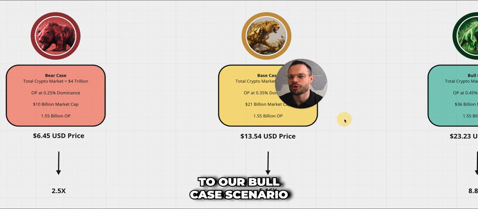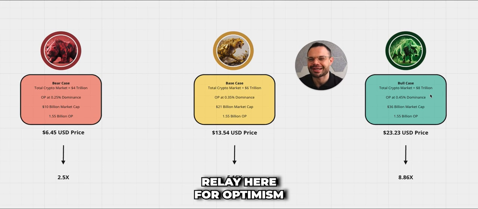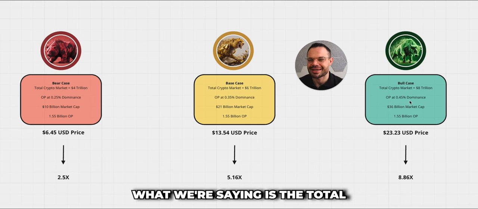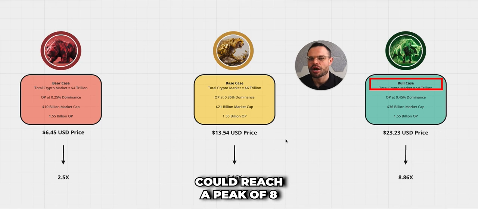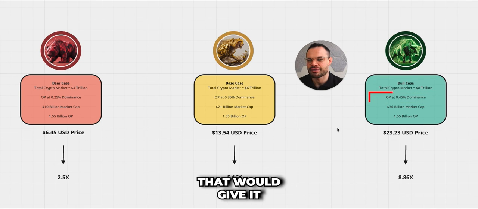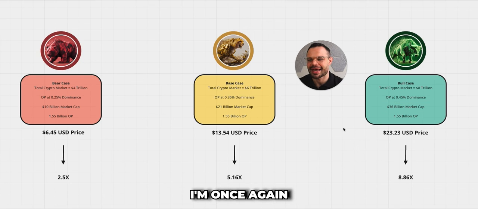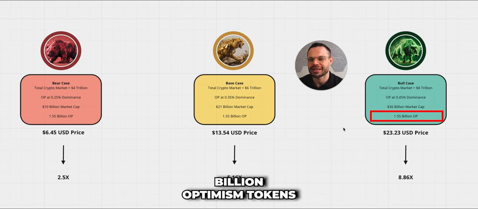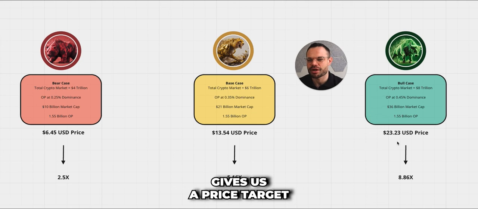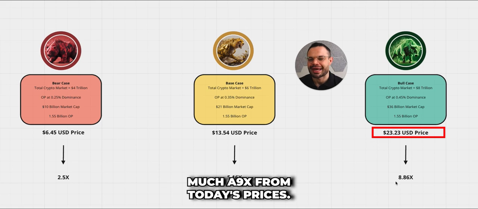Jumping onto our bull case scenario, which is obviously the most bullish sentiment that we're going to relay here for Optimism, what we're saying is the total crypto market cap could reach a peak of 8 trillion US dollars if Optimism can get up to a 0.45% dominance level. That would give it a monster market cap of 36 billion US dollars. And once again, dividing that by 1.55 billion Optimism tokens gives us a price target of $23.23, which is pretty much a 9x from today's prices.